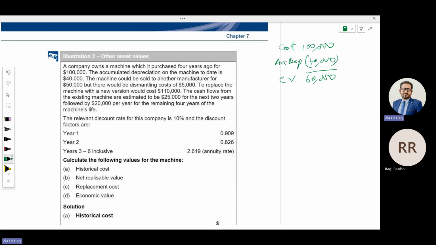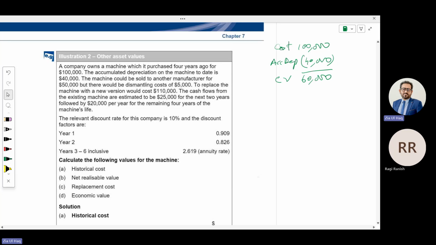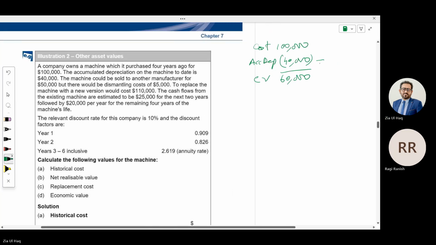How many years of depreciation have we charged? 4 years. What is the per-year depreciation? 10,000 per annum. 10,000 is 10% of cost. This means 10 years is the life of the asset, determined on the historical cost basis. So we have calculated the historical cost value, which is 60,000.